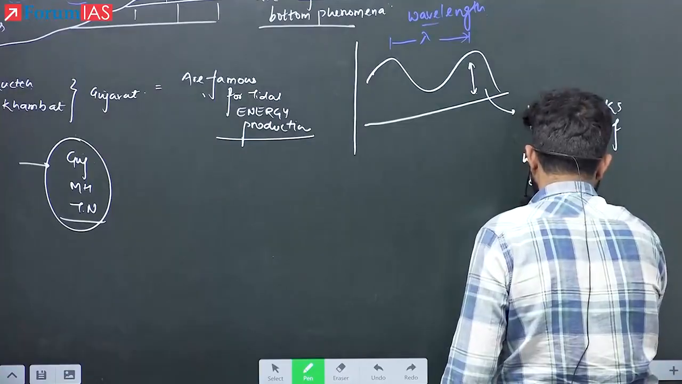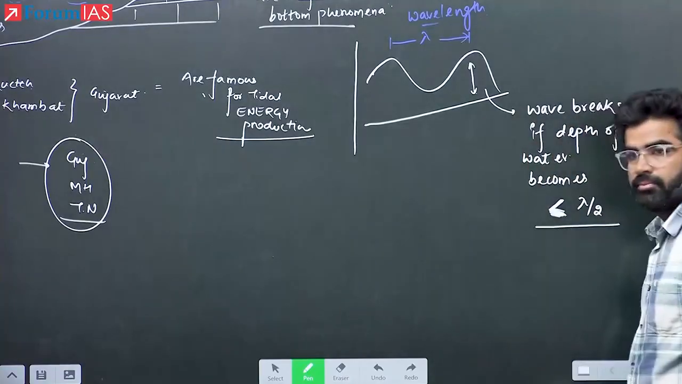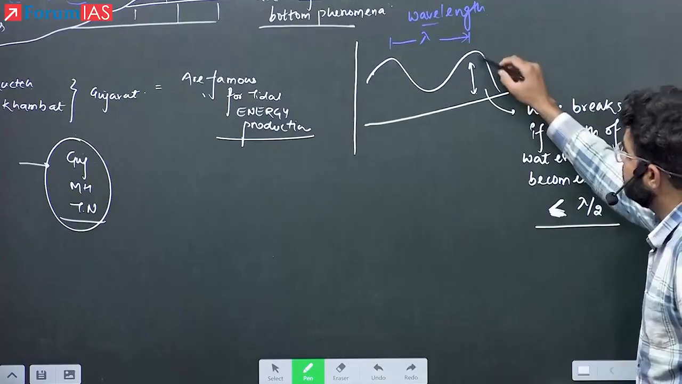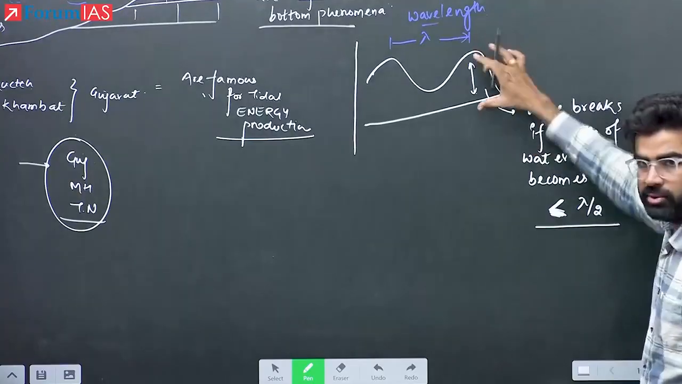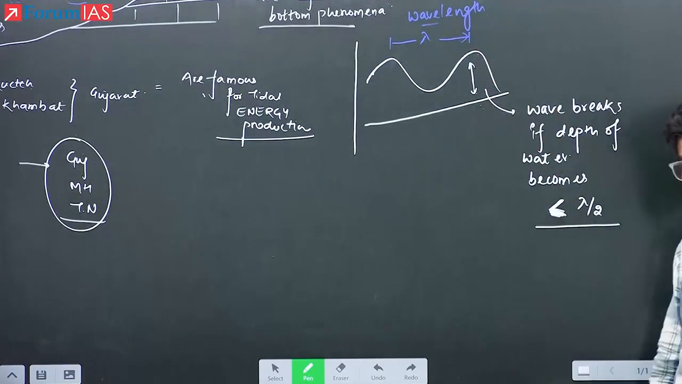This is less than, not equal to, less than lambda by 2, right? So here, the wave will break if the depth of the water is reducing. Shallower is the depth, more would be the height of tide. Remember this phenomenon.